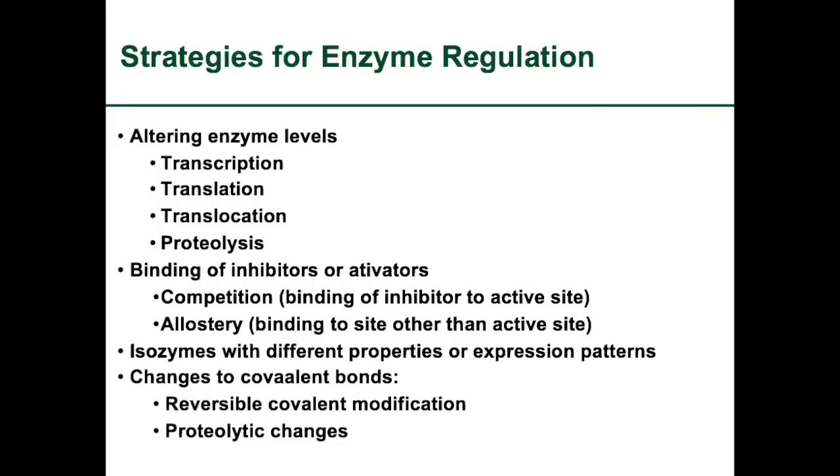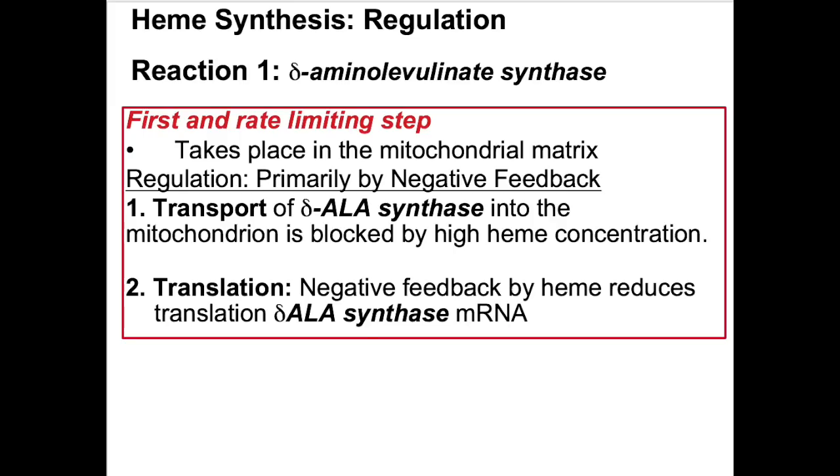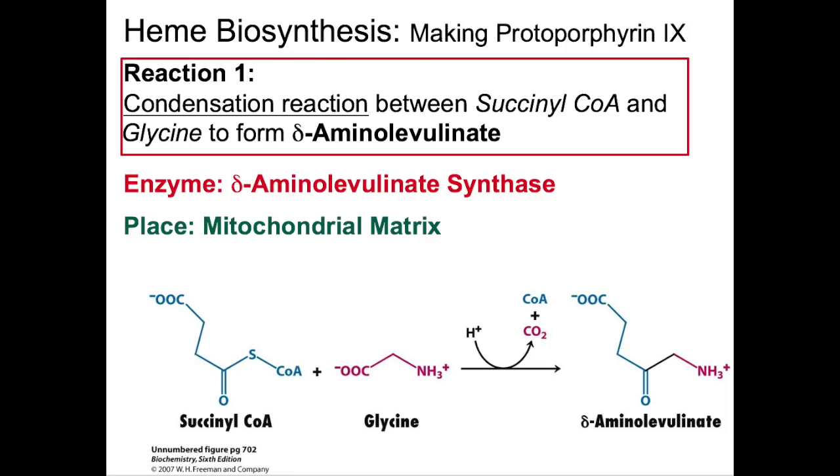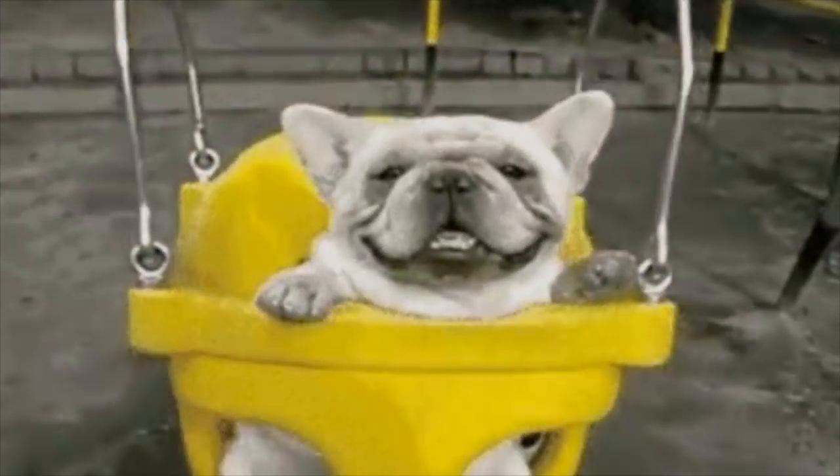For instance, some enzymes work in the mitochondrion, and so you can regulate the effective activity of a specific enzyme in the mitochondrion by just preventing its translocation. And if you'll recall, translation and translocation are ways in which delta ALA synthase is regulated, and this is the enzyme that catalyzes the rate-limiting step in heme synthesis. Did you remember that? Good for you.